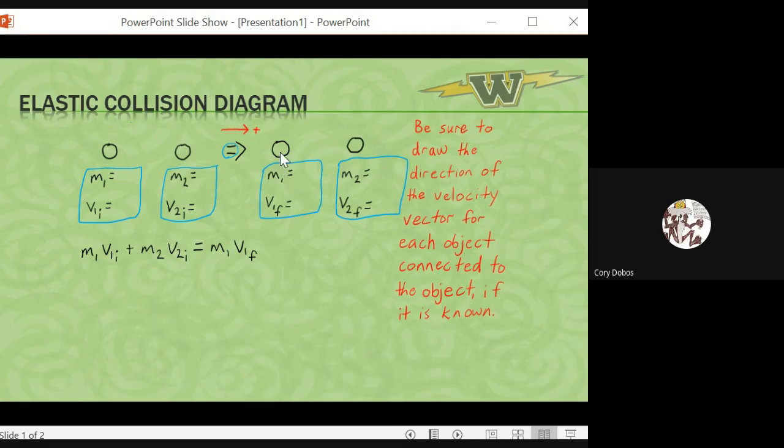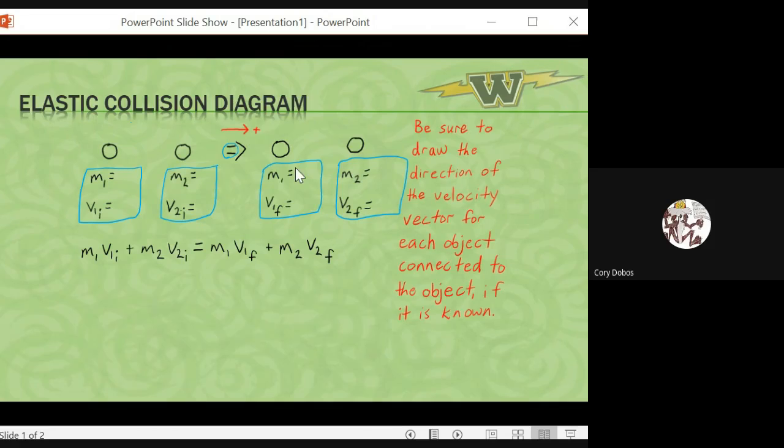So the final momentum of the first object plus the final momentum of the second object should equal the initial momentum, because this is just assuming the conservation of momentum. Right? Your collisions are assuming that you don't have an external force acting on them. And so this equation will work in all elastic problems as long as you have these variables being used.